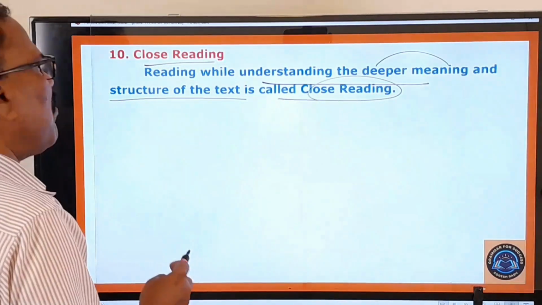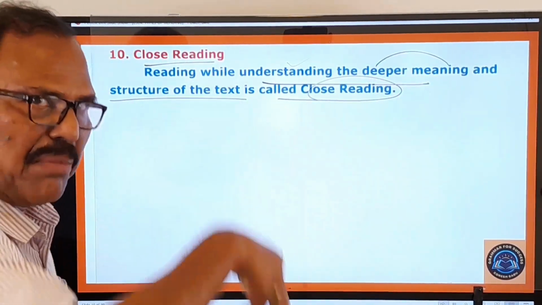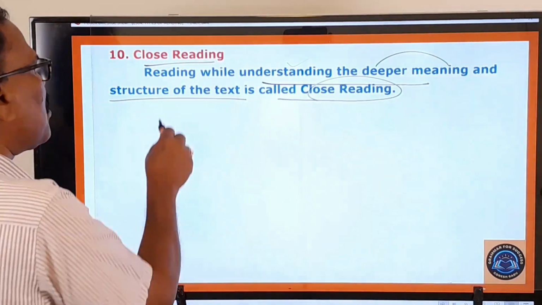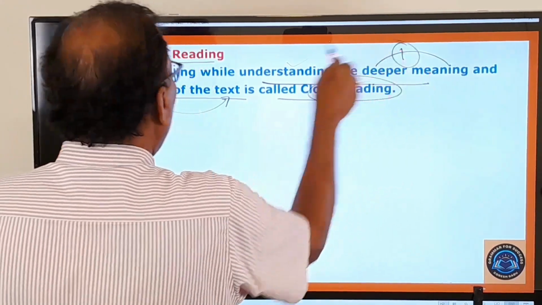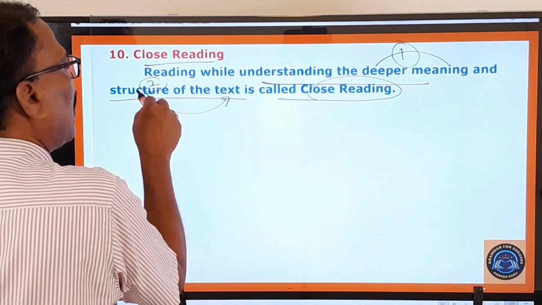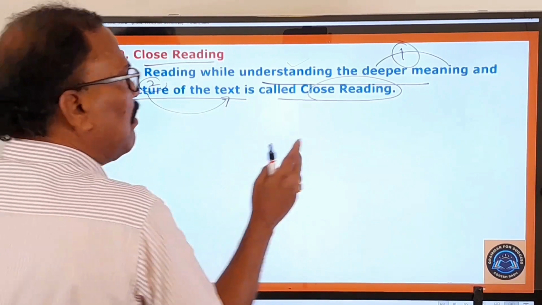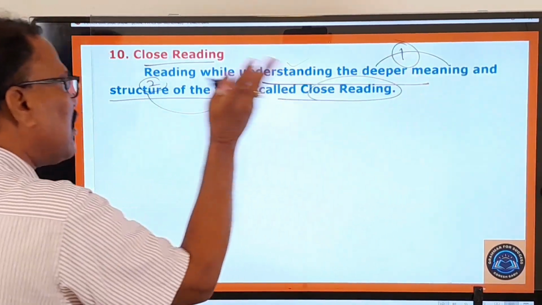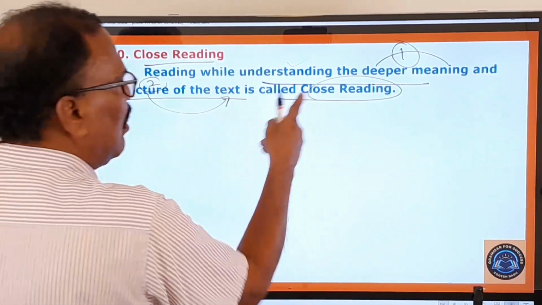So close reading means what? Reading while understanding the deeper meaning, the inner meaning of that text, and also the structure of the text. Two things are there: the deeper meaning and the structure. So when you read some passage to understand the deeper meaning and the structure of that text, that kind of reading is called close reading.